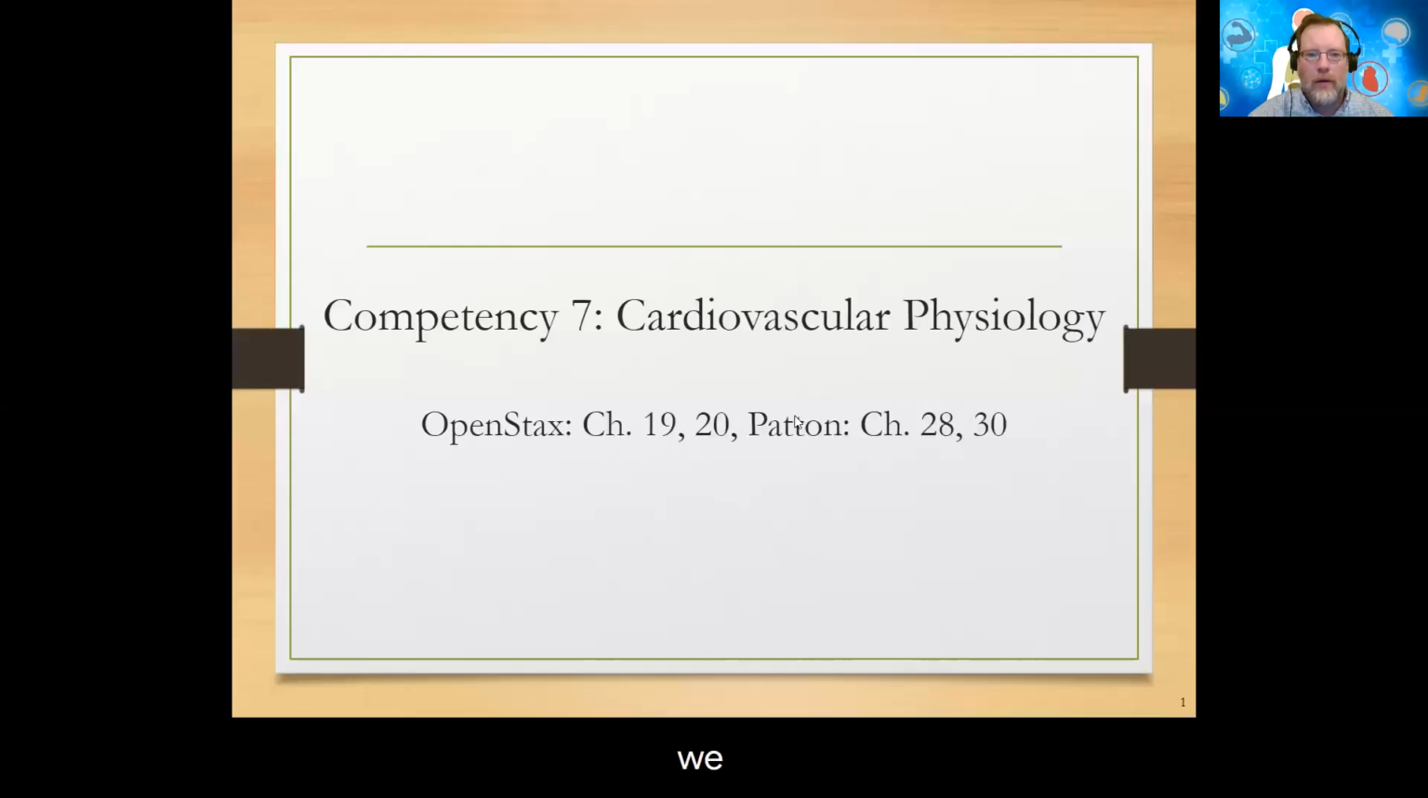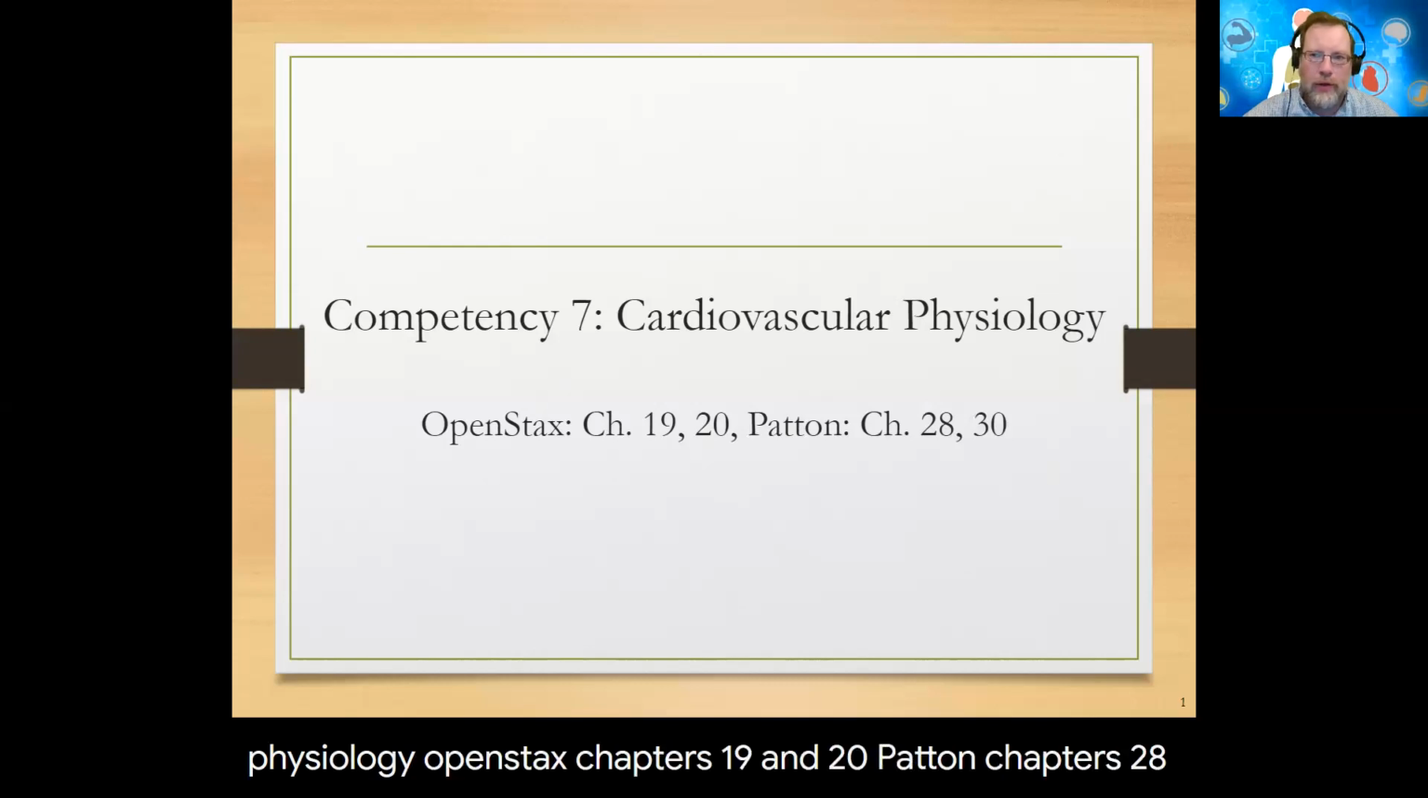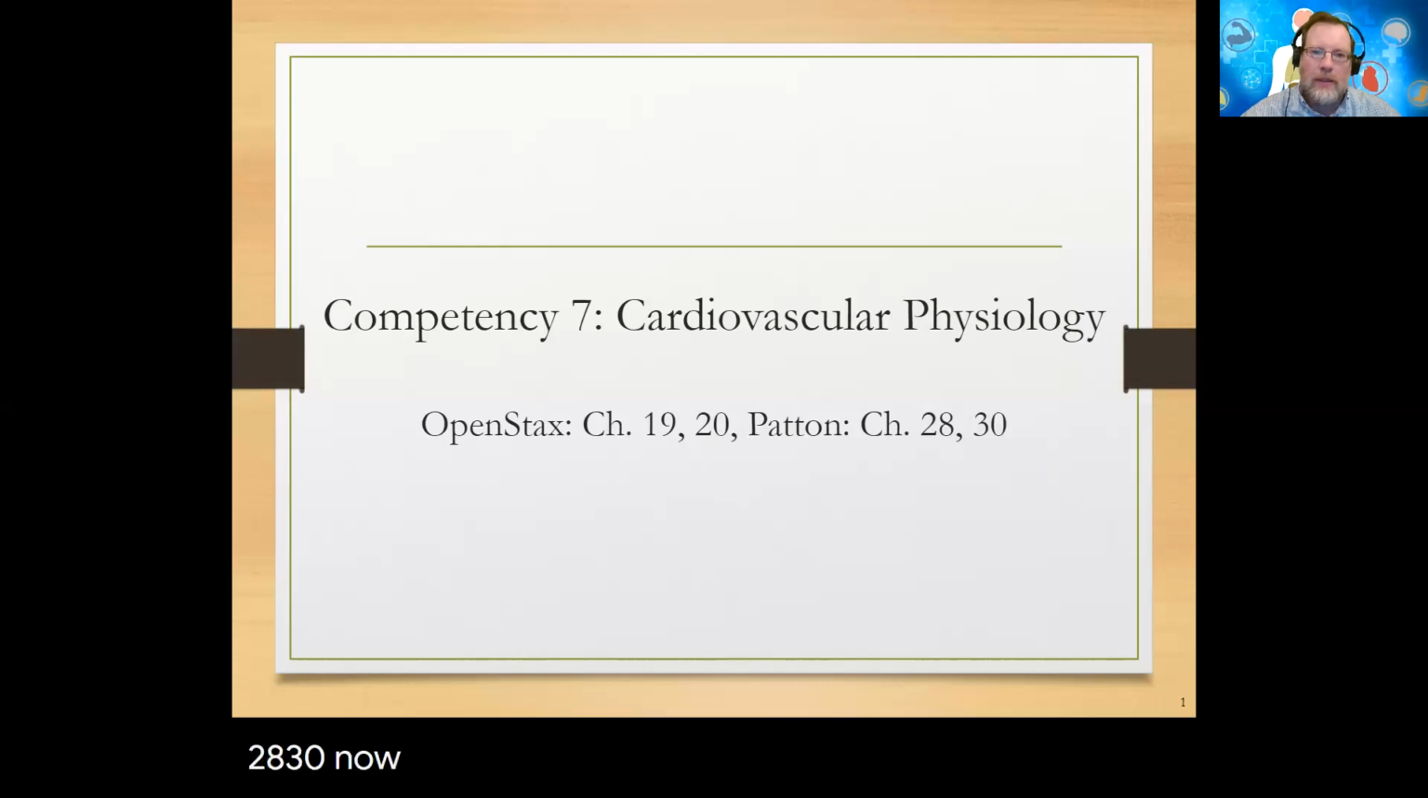Okay, we are going to talk about Competency 7, Cardiovascular Physiology, OpenStax chapters 19 and 20, Patent chapters 28 and 30. Now, this is a heavy weight, to say the least. There's a lot of information. In a normal 15-week course, we would go through this over 2 weeks' time.